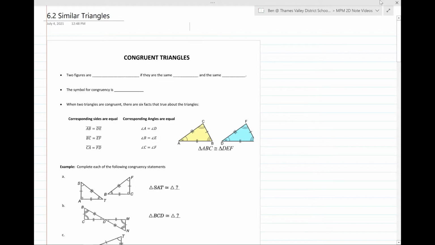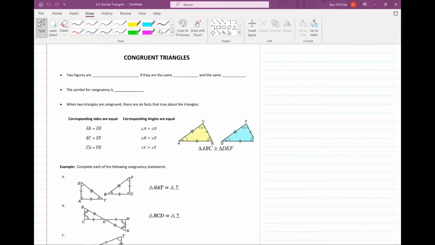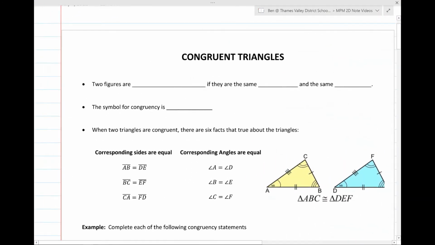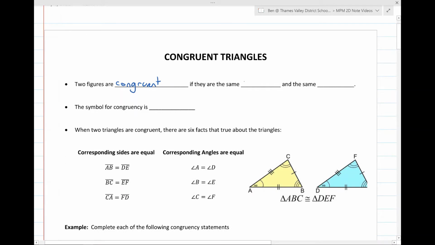All right, so stepping forward here, we're going to take a look at congruent triangles and similar triangles. We'll start off with congruent. Two figures are congruent if they are the same shape and the same size. The symbol for congruency is an equal sign with a tilde over top. Now, when two triangles are congruent, that means that 6 things are true.